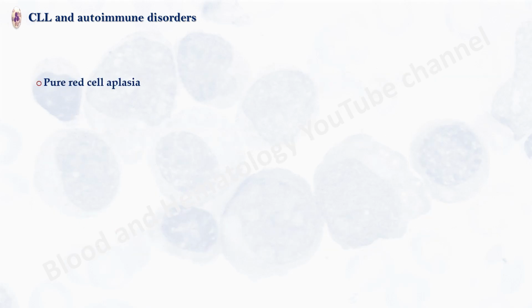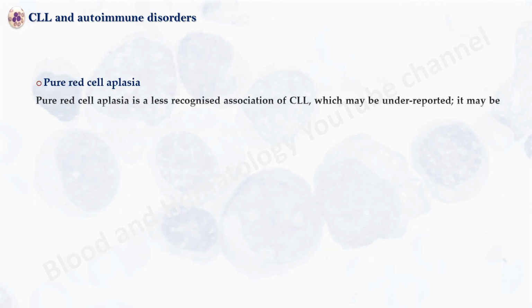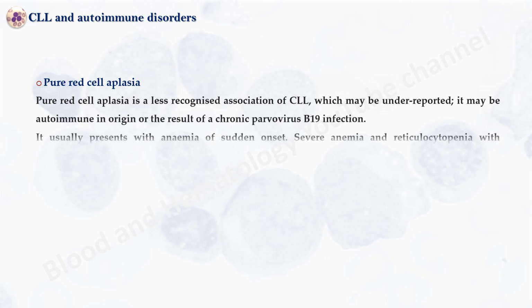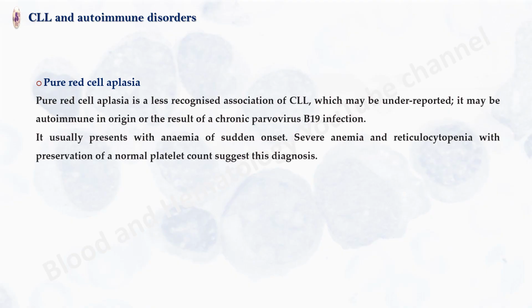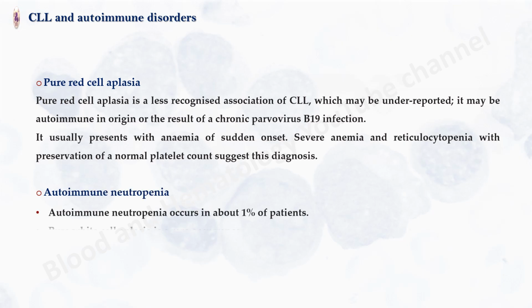Pure red cell aplasia is a less recognized association of CLL, which may be underreported. It may be autoimmune in origin or the result of a chronic parvovirus B19 infection. It usually presents with anemia of sudden onset. Severe anemia and reticulocytopenia with preservation of a normal platelet count suggest this diagnosis. Autoimmune neutropenia occurs in about 1% of patients, and pure white cell aplasia is a rare occurrence.